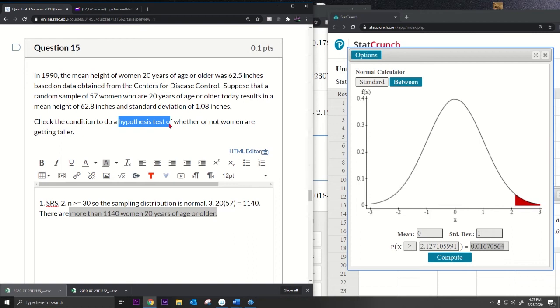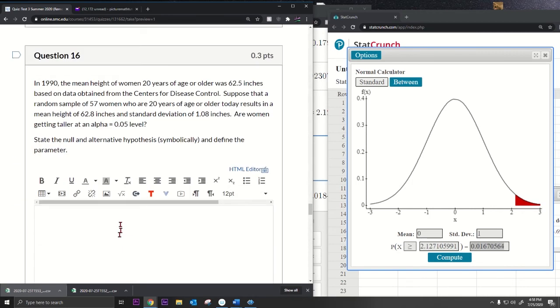Remember, I told you it's tricky. Some people confuse the conditions, right? Notice that the condition n times p times 1 minus p greater than or equal to 10 is not in this question because there is no proportion. There's only the mean. Alright, so we get rid of that. That is not needed in this question.